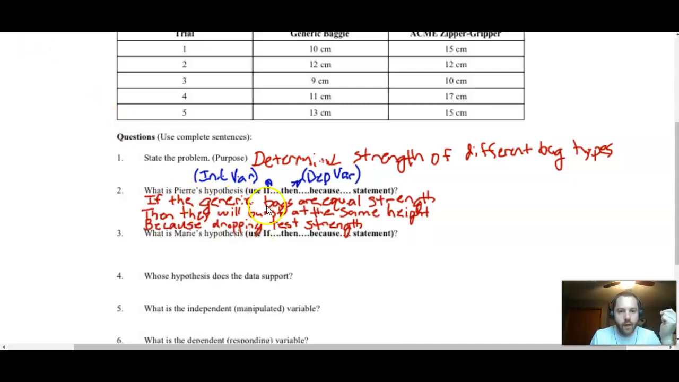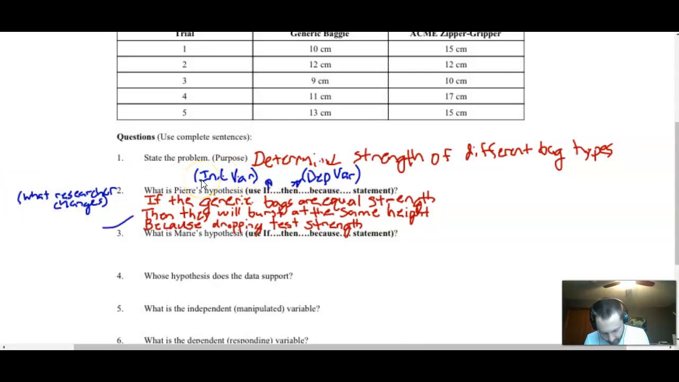So if the generic bags are equal strength, right, we have to do something around the independent variable. So the independent variable, that is, again, what the researcher changes. So what are they changing in this case? Well, they're changing the bag type. So that's why our if statement has to relate to our independent variable, so what the researcher changes.